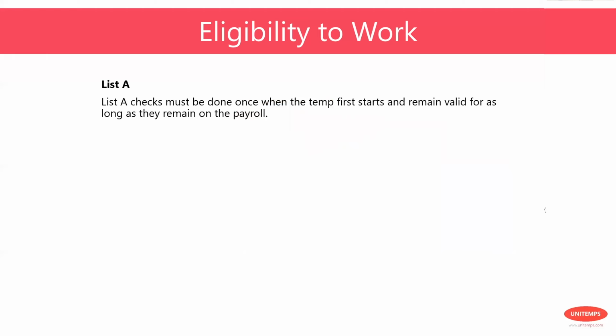Right, so I wanted a couple of slides just to give you some examples of what you could see from the different lists. So List A checks must be done once when the temp first starts and remain valid for as long as they remain on the payroll. So if somebody leaves the payroll, then we need to carry out a new right to work check before they can rejoin. But as long as they stay on the payroll, that original check will remain valid.